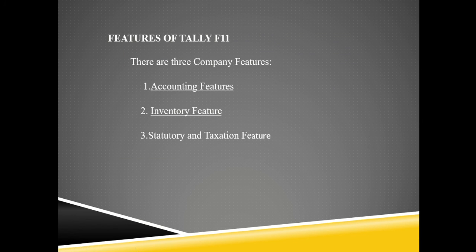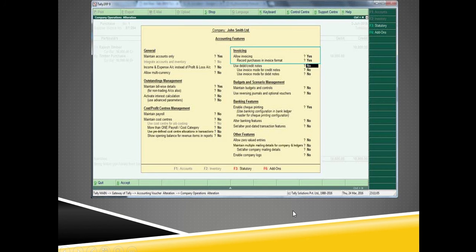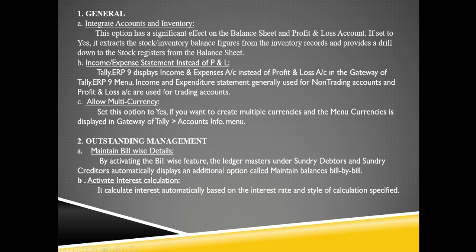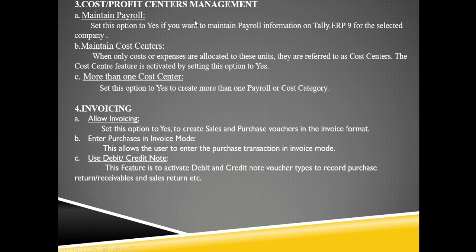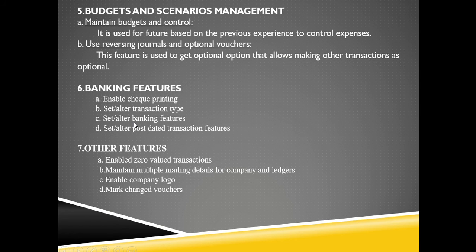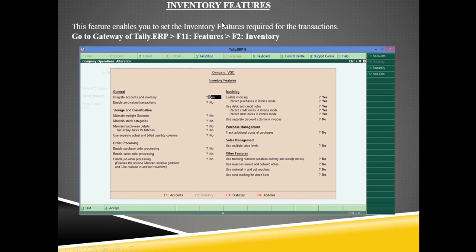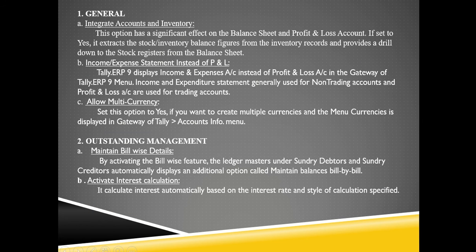Now the features of Tally F11. Tally F11 basically has three features. One is your accounting features, the second one is your inventory features, and the third one is statutory and taxation features. The accounting features screen looks like this. So what all does the accounting features screen have? Basically it has concepts like general, outstanding management, cost or profit center management, invoicing, budget and scenario management, banking features, and other features. We'll look into each one.